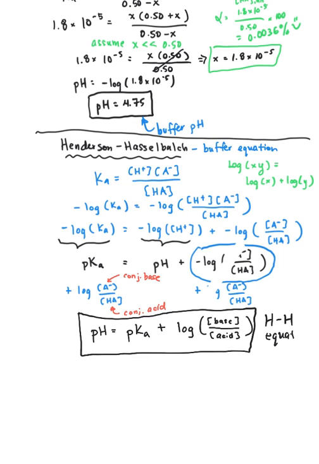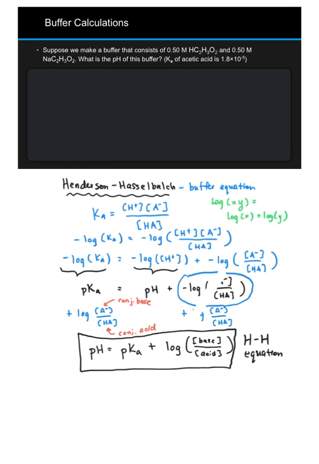Let's use the Henderson-Hasselbalch equation to solve the problem of our acetic acid acetate buffer that we just looked at a moment ago. In the above example, we have 0.5 molar acetic acid, this concentration, and 0.5 molar sodium acetate, the base. The Ka value for acetic acid is 1.8 times 10 to the minus 5. We'll need a pKa, that's the negative log of that quantity.